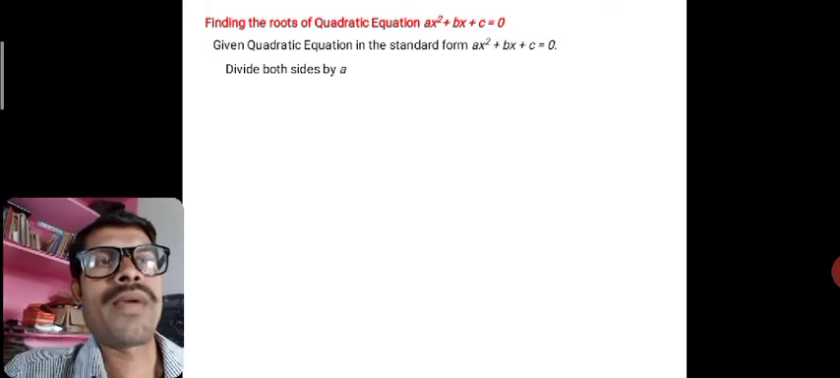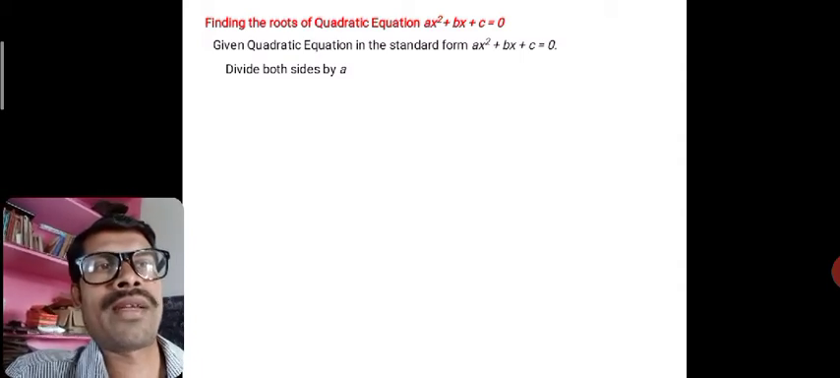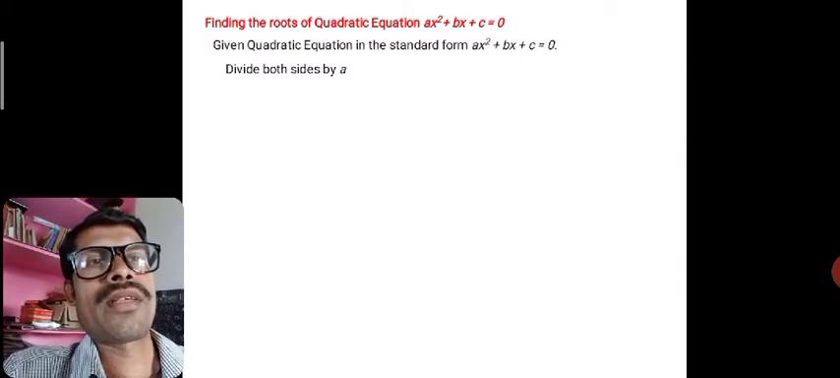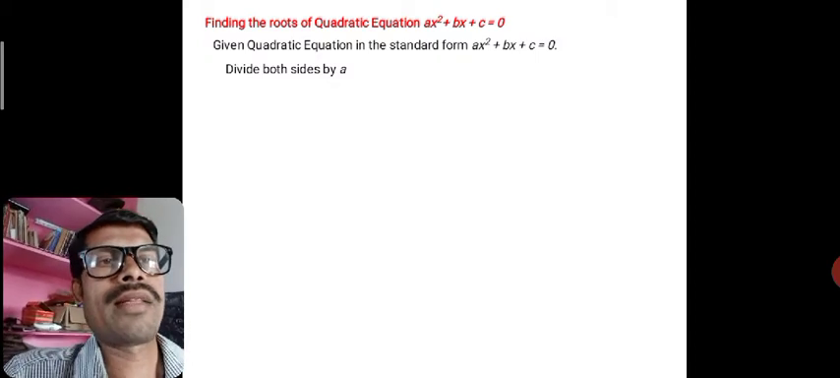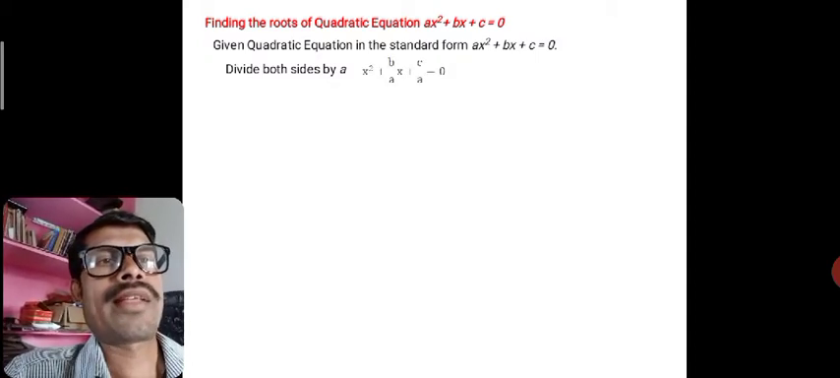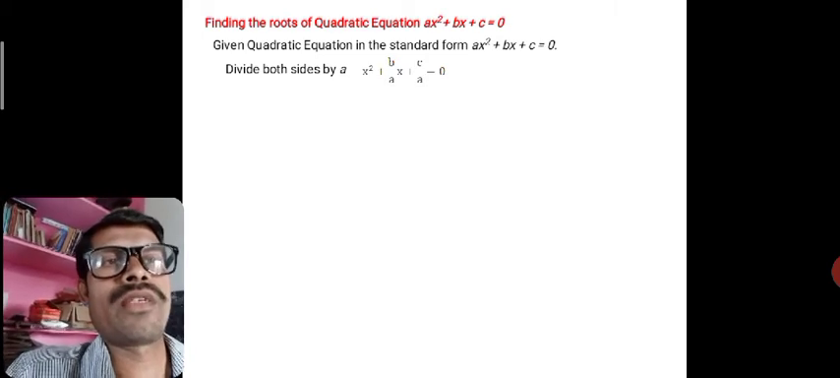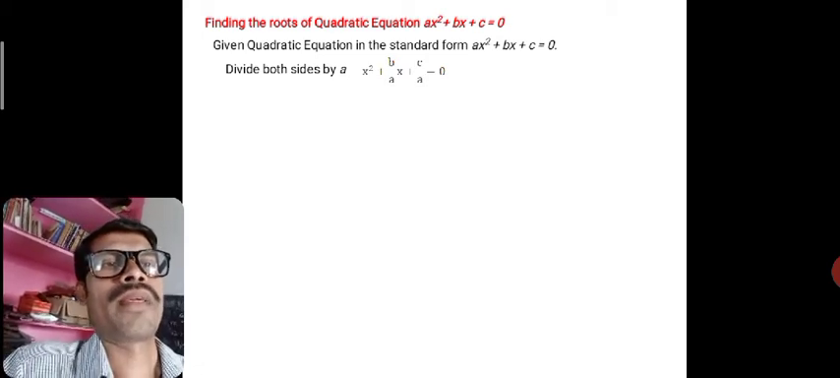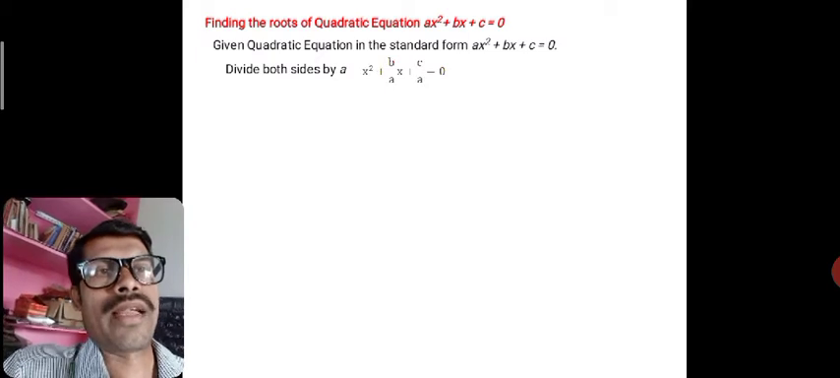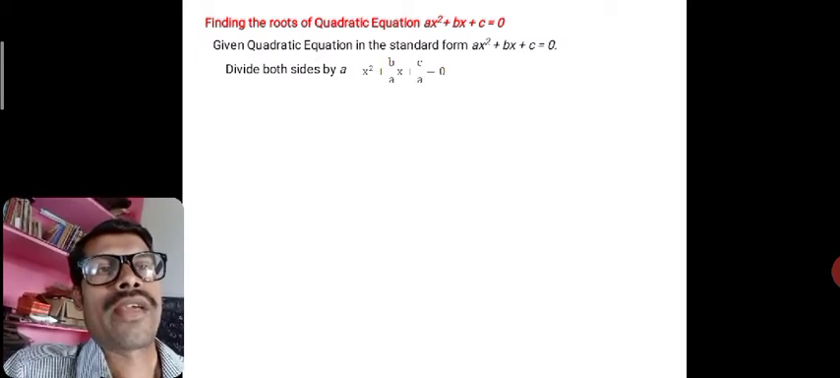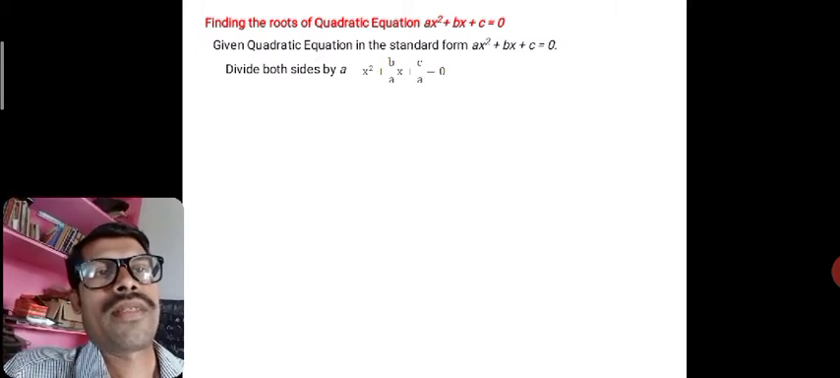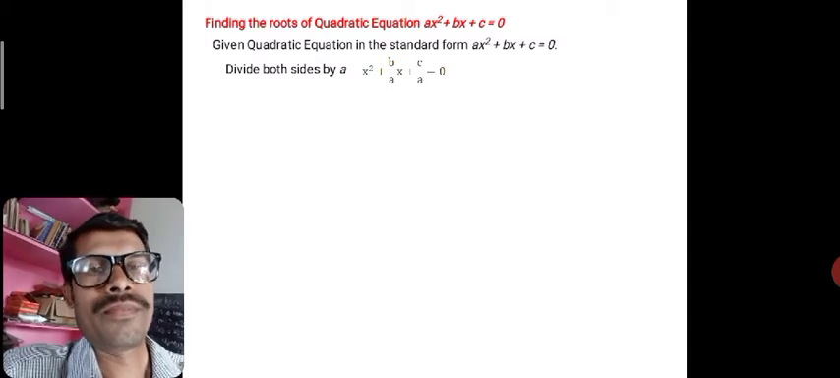First, make the coefficient of x square as 1. For that, divide the equation on both sides by a. That will lead to x square plus b by a into x plus c by a is equal to 0. You just have to divide each term on both sides by a.